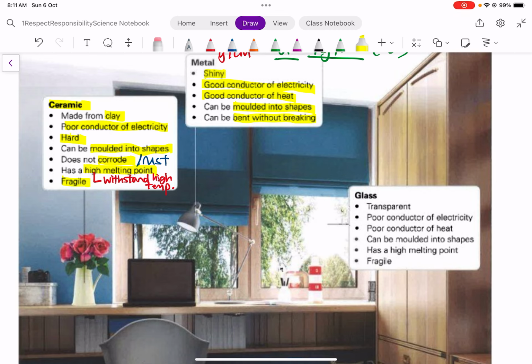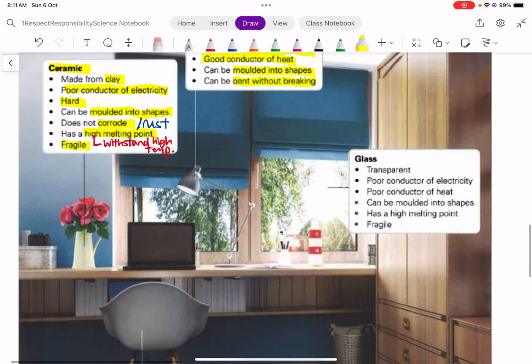Next, we have glass. Glass is transparent, it's a poor conductor of electricity and heat. Okay, glass has a high melting point as well. And glass, of course, is fragile, it's easily broken. Now, glass is transparent. This could be very, very useful for making objects where you need to see through the object. So for instance, your test tubes are made of glass.